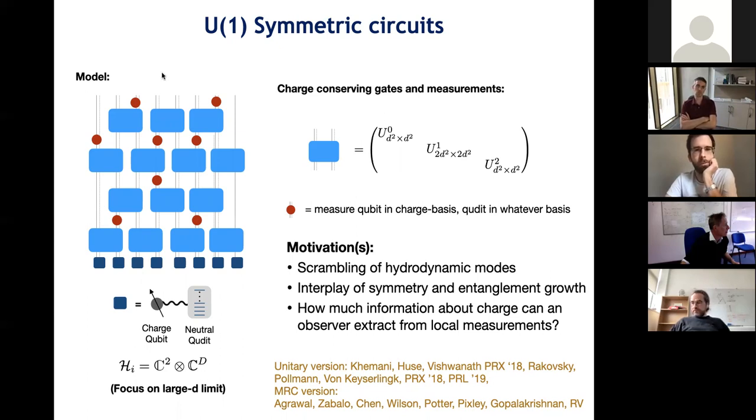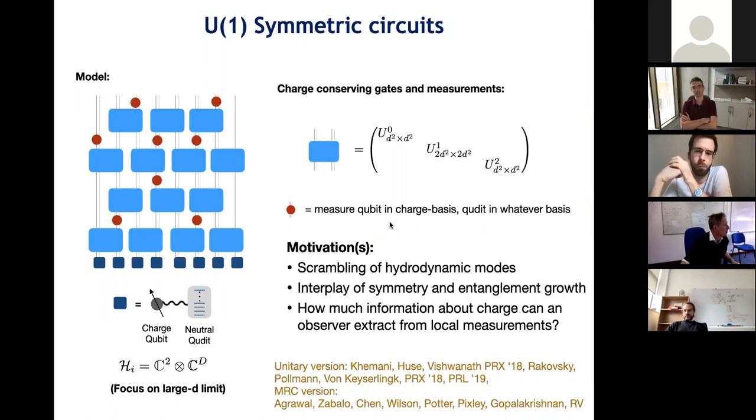Our motivation was mostly that if you have a U(1) conserved quantity, that quantity is constrained to have some hydrodynamic behavior. You can show this in U(1) circuits: they obey some diffusion equation, right? And those hydrodynamic modes scramble in a different way; the way information about those modes spreads in the system is very different from quantum information, right? And so you can ask about the interplay of symmetry and entanglement growth.